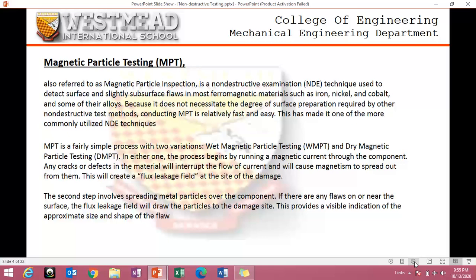Magnetic particle testing is a fairly simple process with two variations, which are wet magnetic particle testing and dry magnetic particle testing.